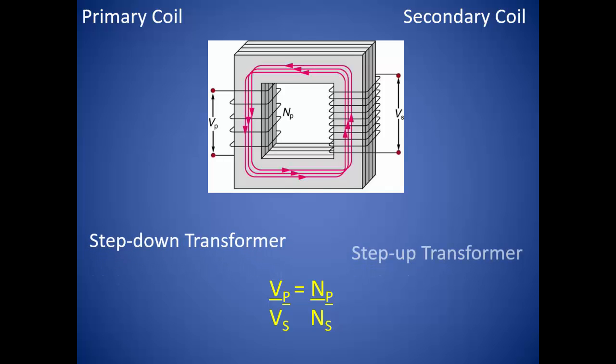The output voltage of a transformer can be either more than the incoming voltage or less than the incoming voltage. If the voltage decreases across the transformer, we call it a step-down transformer. But if the voltage increases, we call it a step-up transformer.